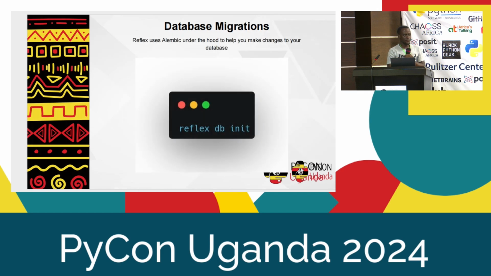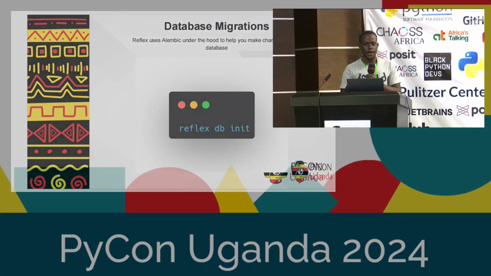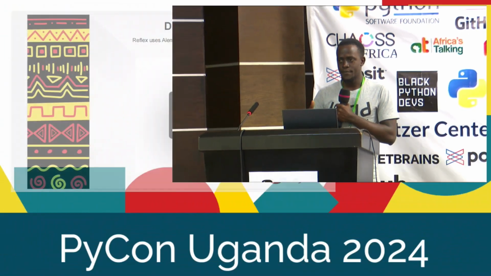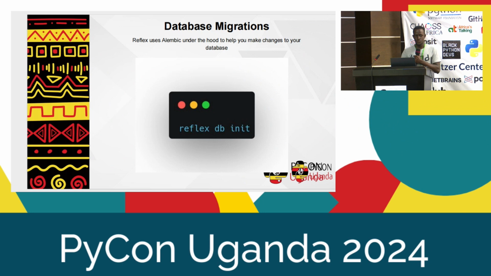Okay, how many of you have used, let's say, the Django ORM? So basically, Reflex builds on top of Alembic, which is a database migration library for SQLAlchemy that allows you to keep track of your changes on your models and then translate those changes into database tables that you can then use.